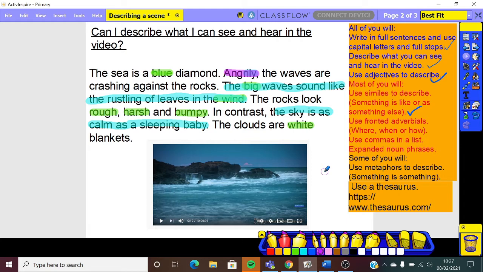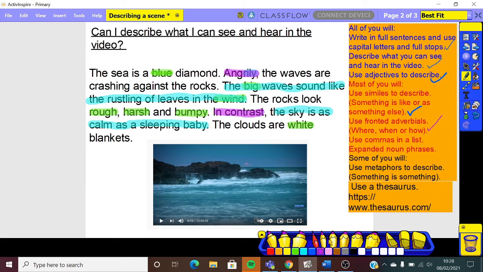Okay. And in contrast. Now, does anybody know what in contrast means? Well done. It means like the opposite of something. So that in contrast, the sky is calm compared to the big waves that sound like rustling leaves. They're not calm. And the rocks just look rough, harsh and bumpy. They're not looking calm at all. So I've put in contrast, which is my fronted adverbial, because the sky is in complete contrast with the sea and the rocks and everything else that's there. Okay, so that's what in contrast means. I'll give that a tick.